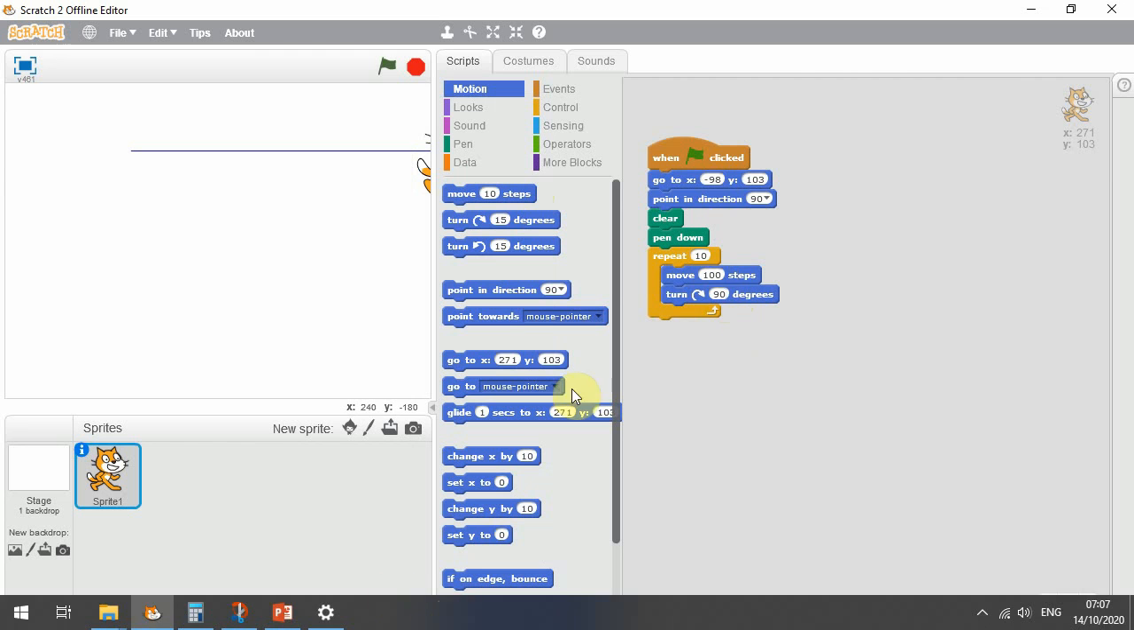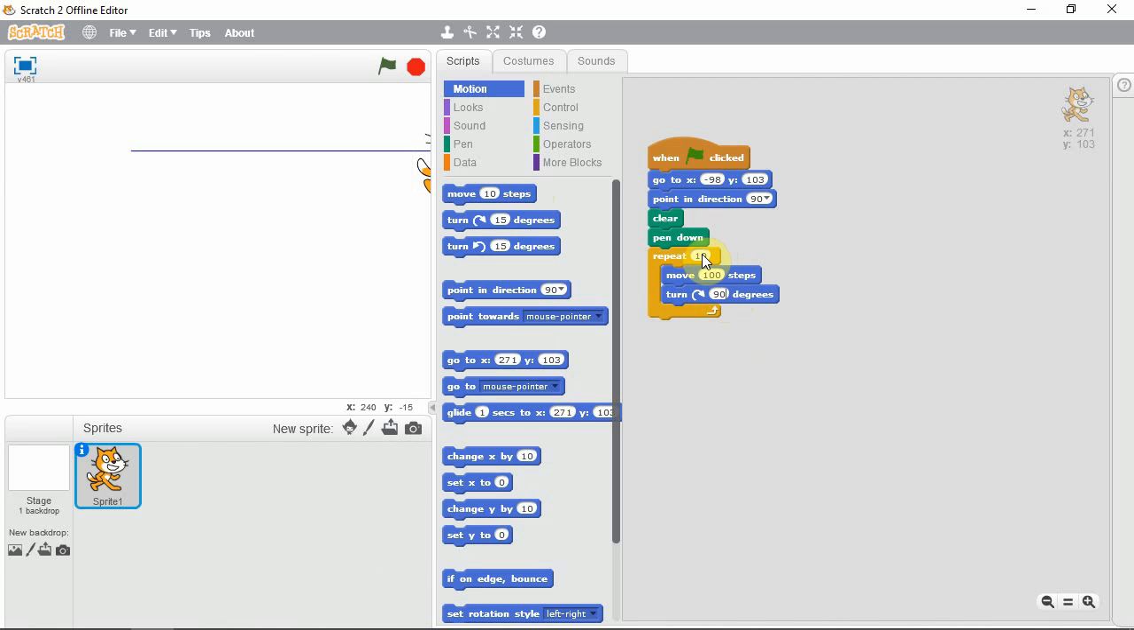Now the repeat, what we're going to do is repeat how many sides there are. We want it to repeat this 4 times because a square has 4 sides. Now let's run that and let's have a look. Now you can see what it's done there is repeated this command 4 times, move 100 steps, turn 90 degrees to the right. Move 100 steps, turn 90 degrees to the right. And again 4 times till it makes a square.